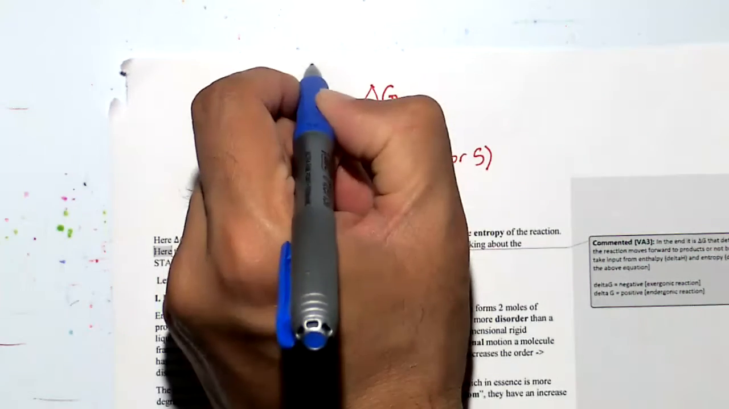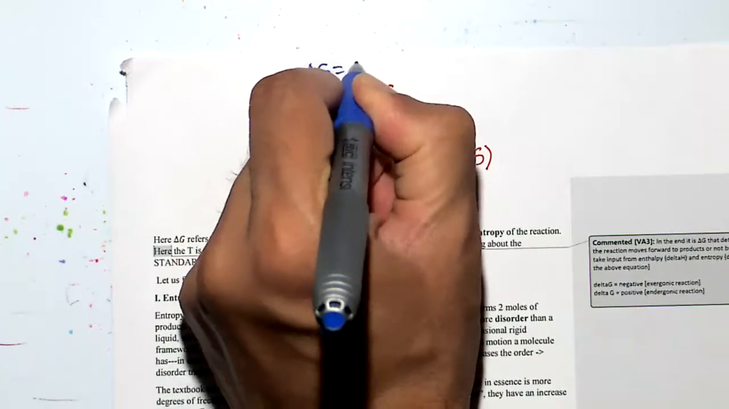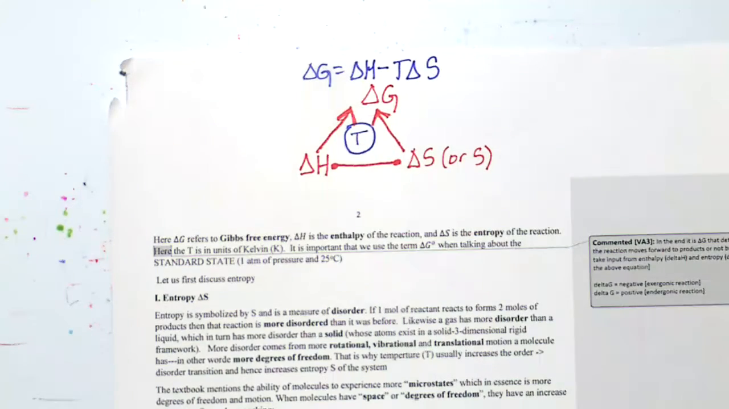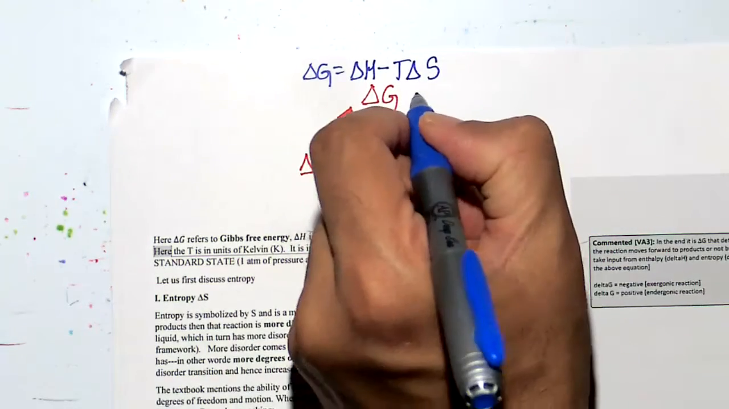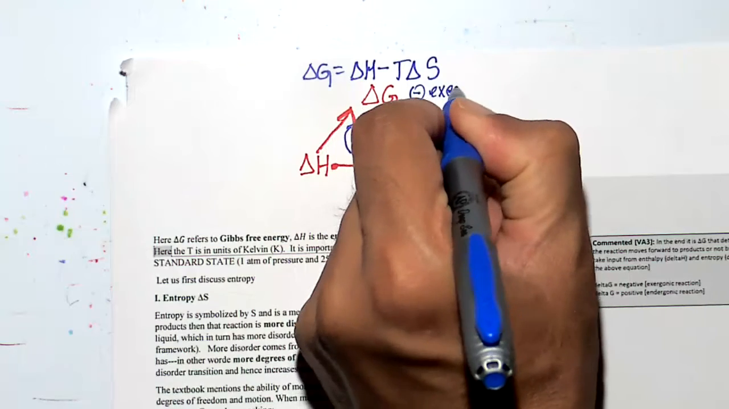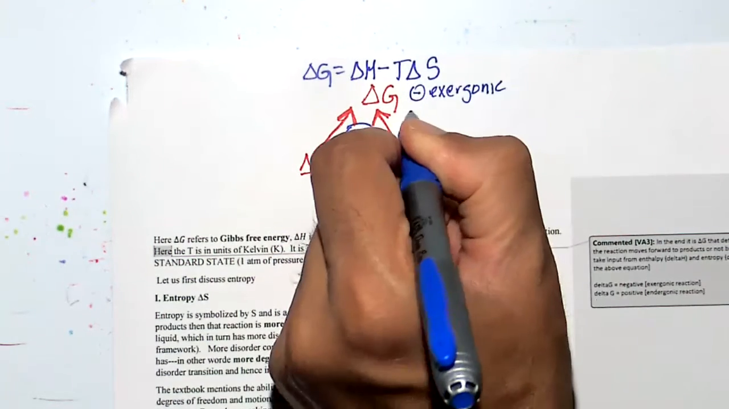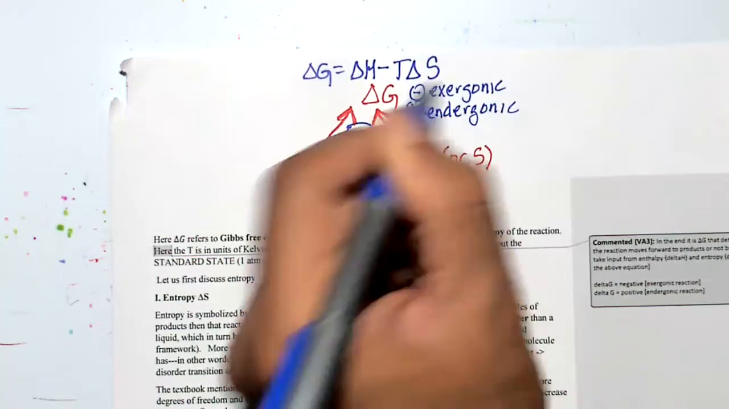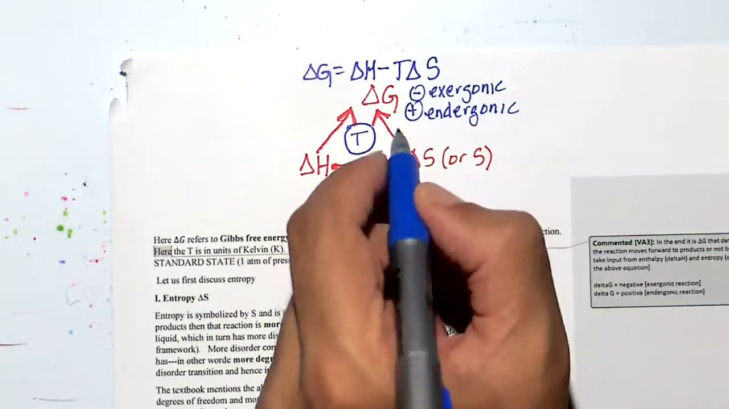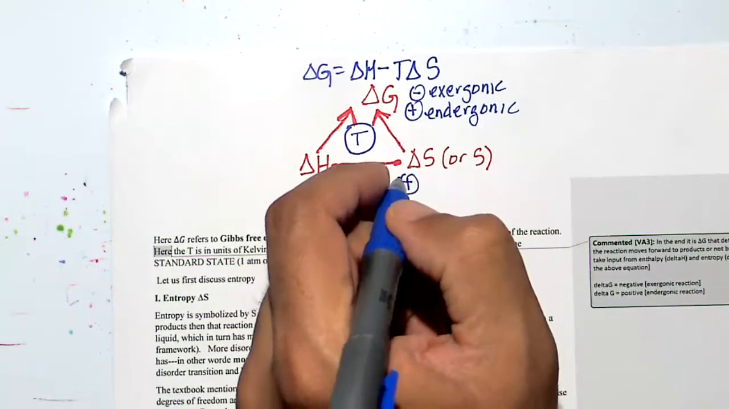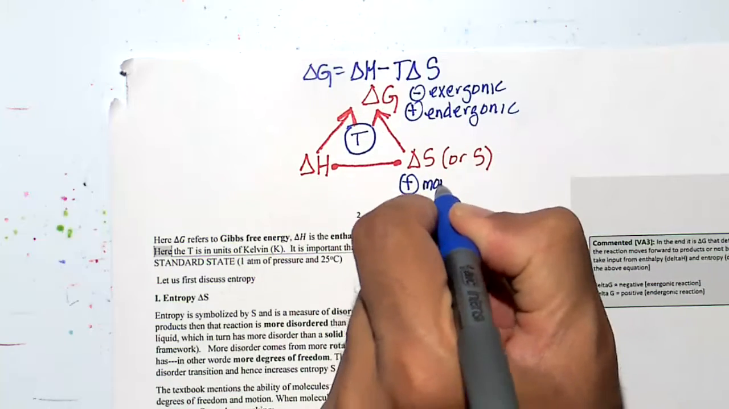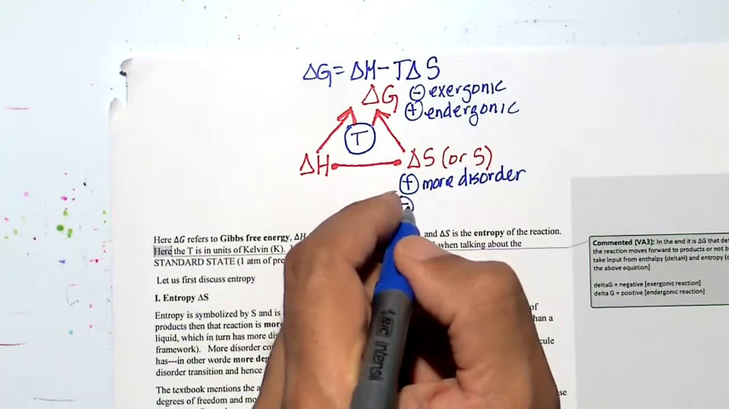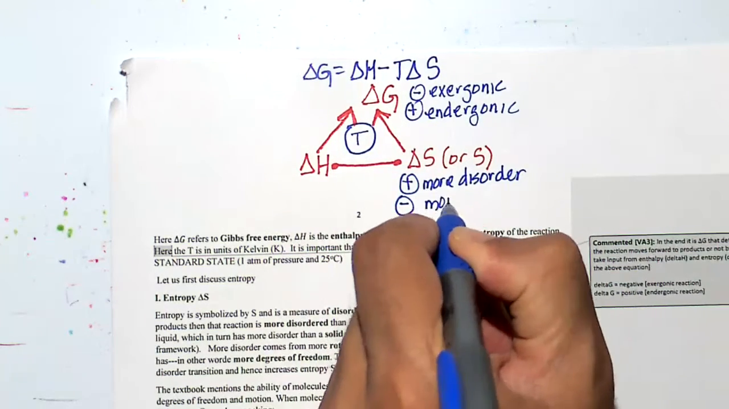And again, the final equation is delta G equals delta H minus T delta S. Again, if delta G is minus, we call that exergonic. The reaction is going to move to the products. If it's positive, it's endergonic. If delta S is positive, it just means the reaction moves towards more disorder, more disorder in the product side. If it's negative, then it's more order in the product side.